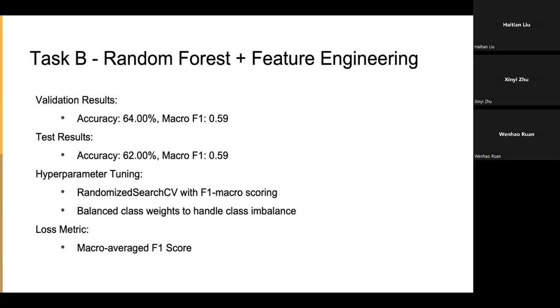Our validation model reached a macro F1 score of 0.59, and after retraining using the combination of the training and the validation set, we achieved 62% accuracy on the test set and the same macro F1 score, showing good generalization. And we tuned hyperparameters using randomized search CV and focused on the macro F1 score to handle class imbalance.